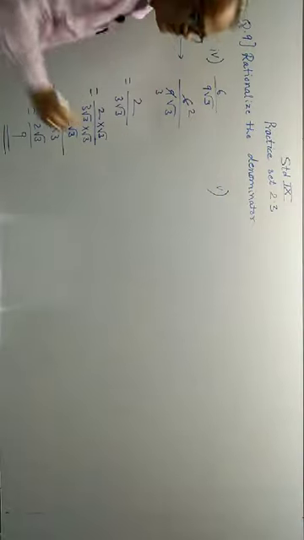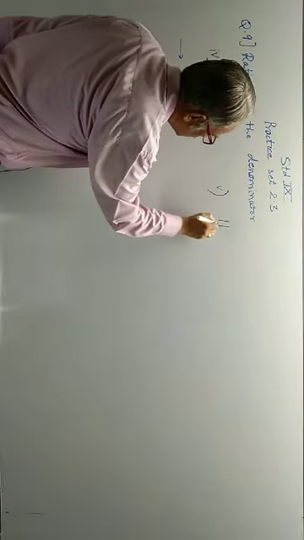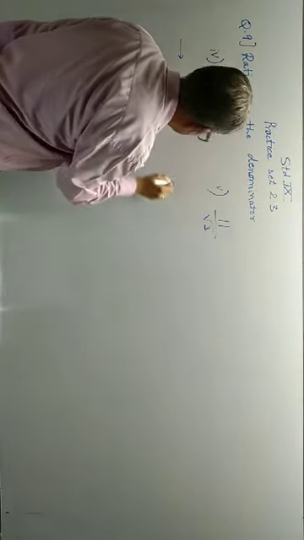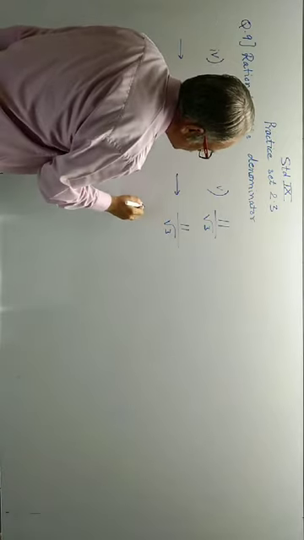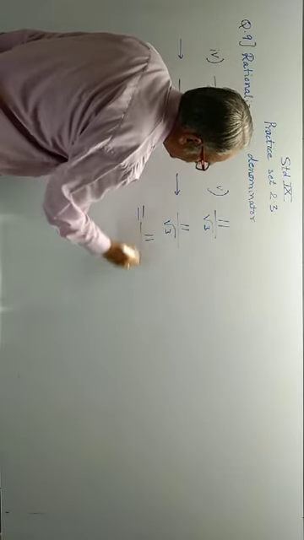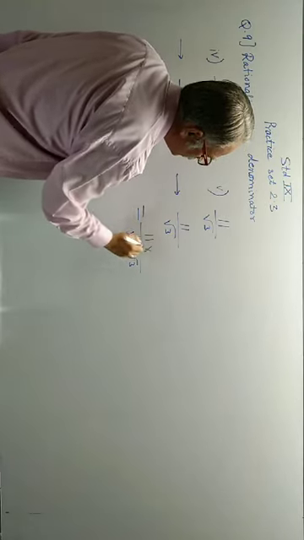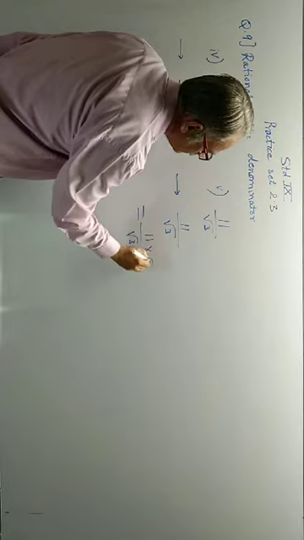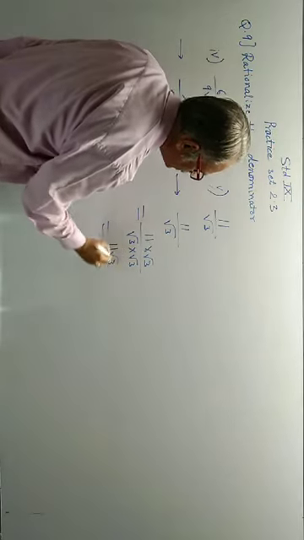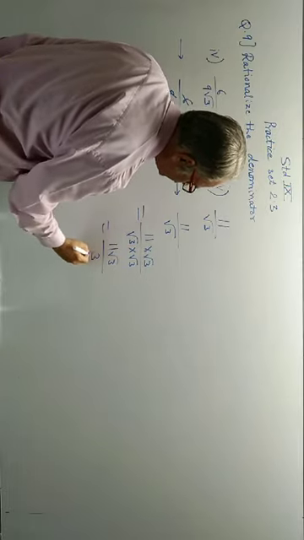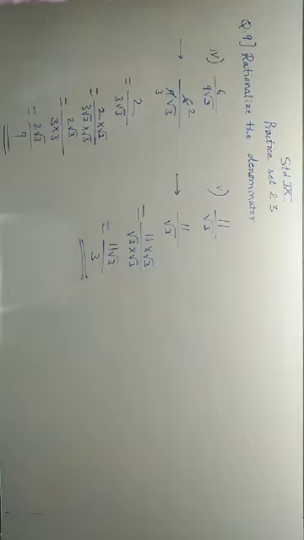Now the last, the fifth: 11 upon root 3. Again one of the easy questions they asked. Within 2 steps anyone can get the answer. 11 upon root 3. Root 3 should be multiplied by root 3. Only the denominator we cannot multiply. So it is 11 root 3. 11 into root 3 is 11 root 3. Root 3 into root 3 is 3. In the denominator there is no root sign, so it is the rationalization of the denominator.